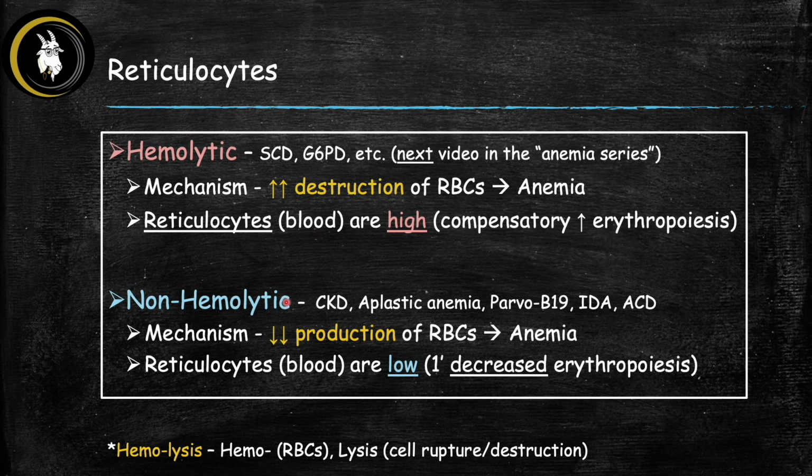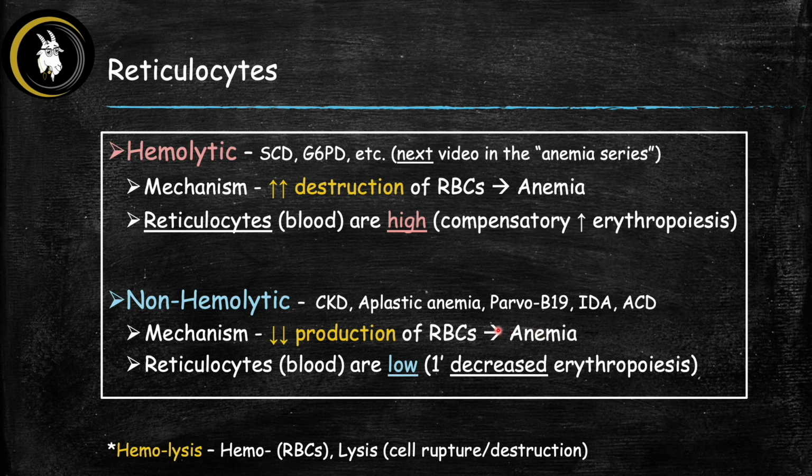Now, what about a non-hemolytic anemia? So the main causes in this category clinically and on the board exams are listed here, and these are definitely the top 5 that you should know. We have chronic kidney disease, aplastic anemia, Parvovirus B19, iron deficiency, and anemia of chronic disease.